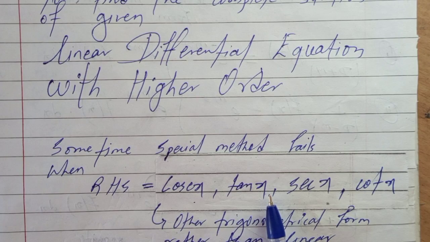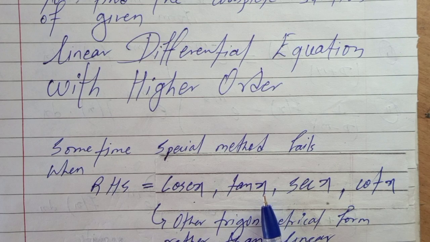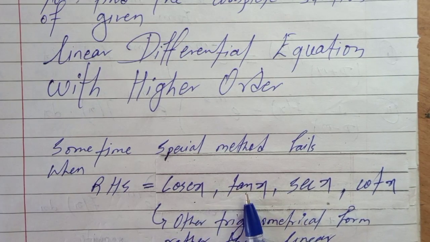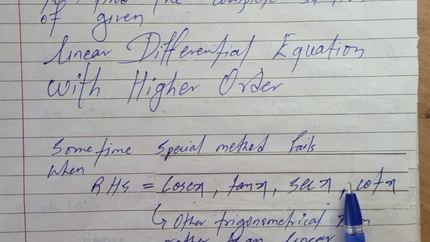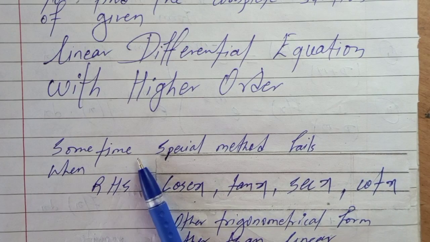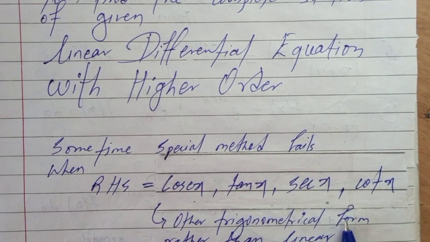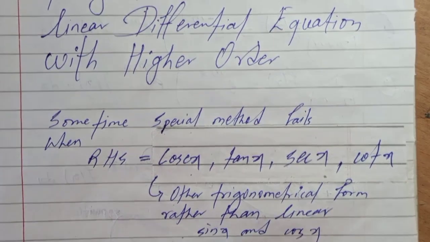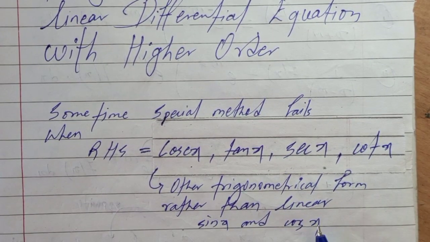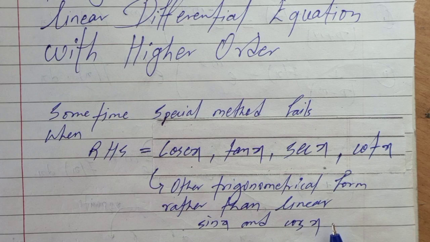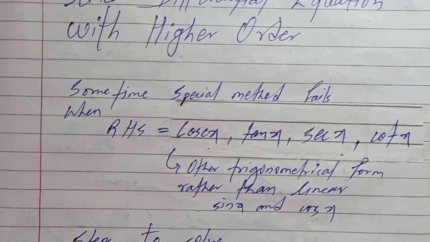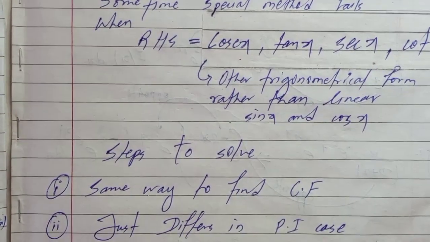We have learned that in the special way, only sine and cos terms are needed in the right hand side. But what happens if there is cosec, tan, sec, cot? In this case, our special method is going to fail. Whenever there is another trigonometrical form rather than the linear sine and cos, our special or shortcut method is going to fail. So we will apply the general method, in which we have got some steps.